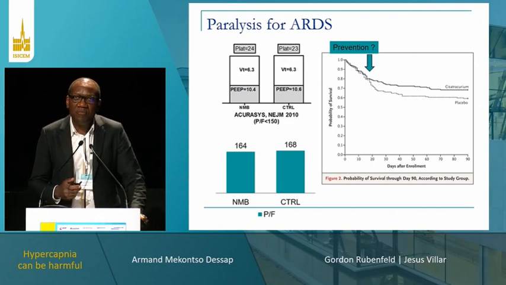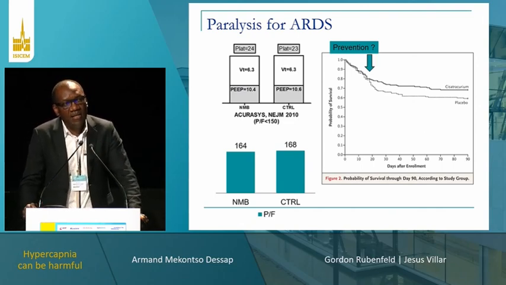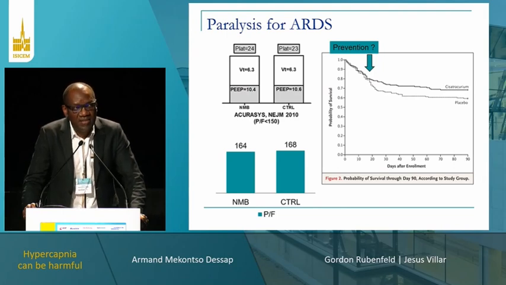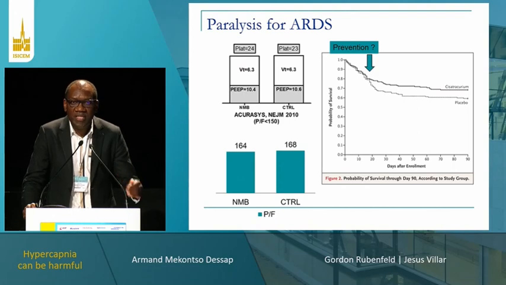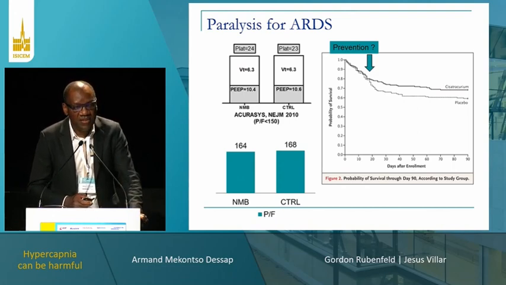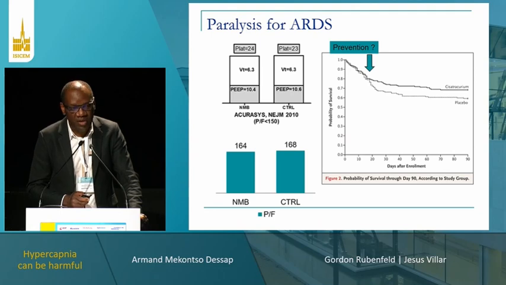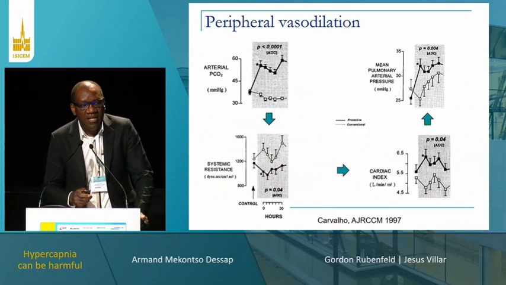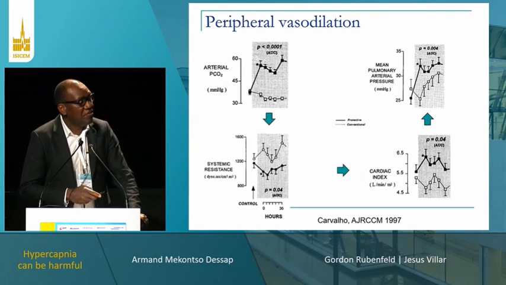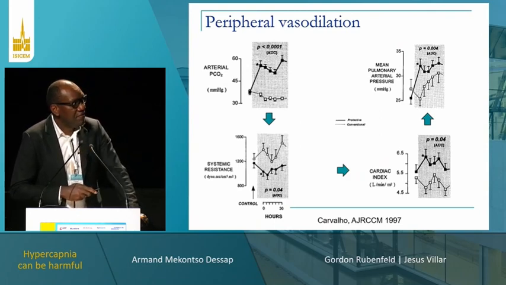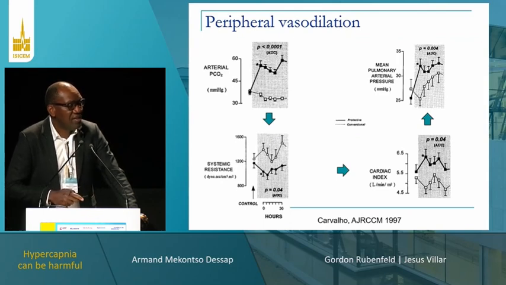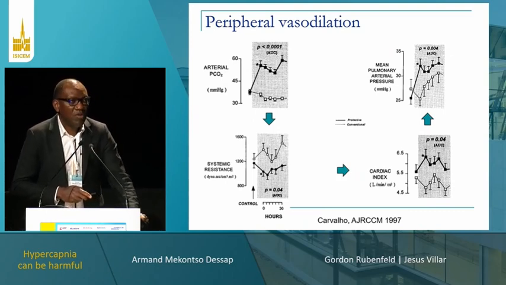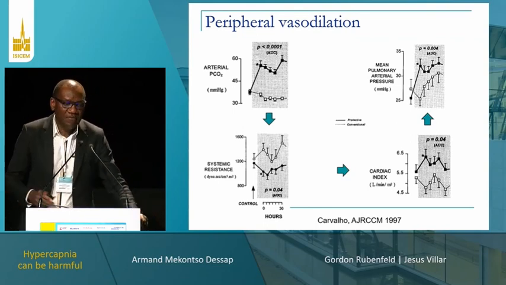And maybe some positive results of paralysis in early years are driven by this effect of controlling the tidal volume the patient develops during ARDS, whatever the drive. If we now focus on more hemodynamic effects, the main hemodynamic effect of hypercapnia is to induce a potent vasodilatation. You see here the patients in black with hypercapnia have a reduced systemic vascular resistance, and this is probably one of the main mechanisms explaining the increase in cardiac output because of the reduced afterload.